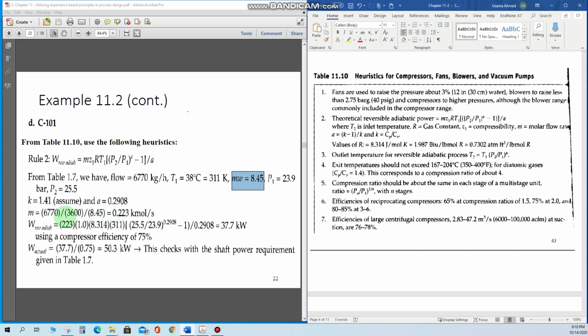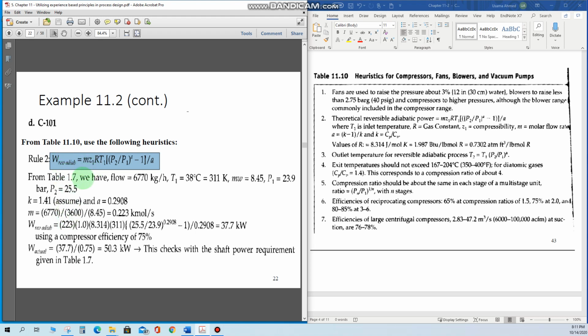Now we have to estimate the molar flow rate of the gases through the compressor. We are provided with the mass flow rate, and in terms of per second you can divide it by 3600. You are also provided with the molecular weight of the gas, and then you can find the molar flow rate of the gases through the compressor. Now we have to use this equation back here to estimate the reversible adiabatic work required by this compressor.